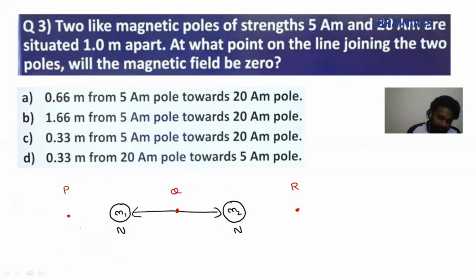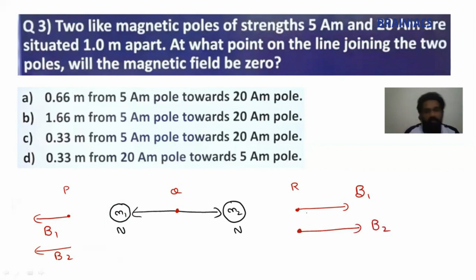At P, B1, the magnetic field due to M1, will be away from it. Due to M2 also, B2 is away from it. Now if we consider R, due to M1, B1 will be away from it, and due to M2, B2 is also away from it. So there is no possibility that it is going to be zero because they are in the same direction. Here, B1 will be away from it like this, and B2 also will be away from it, both in the opposite direction. So the possibility to become zero is only at Q.